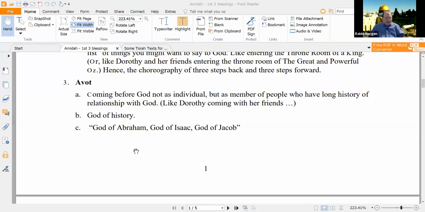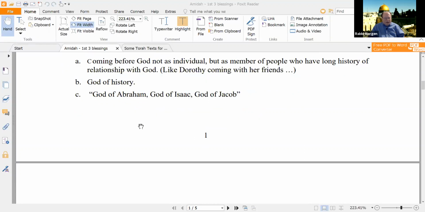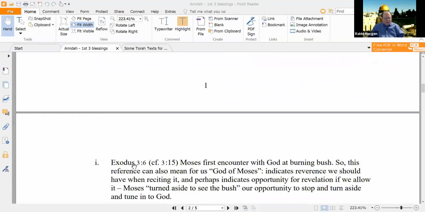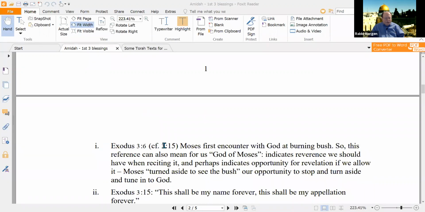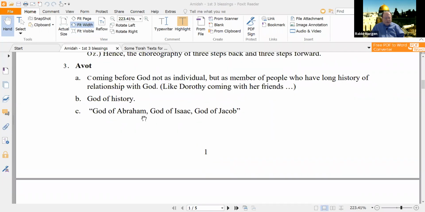Now the expression Elohei Abraham, Elohei Yitzchak, Elohei Yaakov, the God of Abraham, the God of Isaac, God of Jacob, is one of those snippets of the Mosaic, right? It's a piece of tile that was taken from the Torah. So it's actually taken from the book of Exodus, chapter 3, verse 6. Similar ideas repeated in verse 15. Moses first encounters God at the burning bush, and God says to him, I am the God of your ancestors, the God of Abraham, the God of Isaac, and the God of Jacob.